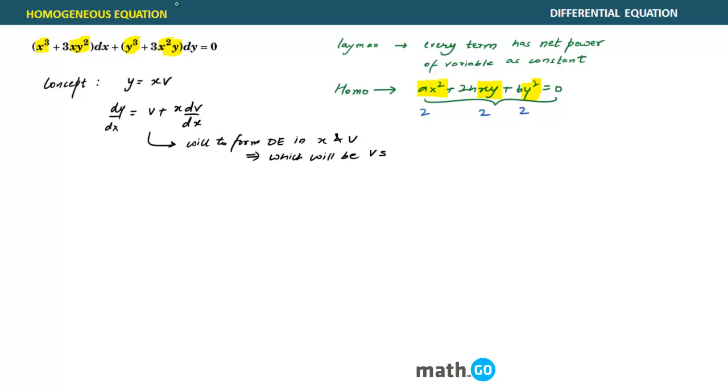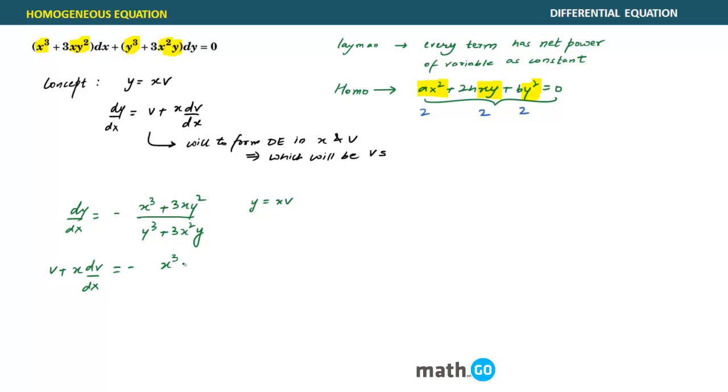So let's see in this particular question first of all. If you want to write dy by dx, you can write it, otherwise you can directly substitute also, that is not a problem. So this will become minus x cube plus 3xy square divided by y cube plus 3x square y. This is what you will get as dy by dx. Now let's substitute y equal to xv here. So this will be v plus x dv by dx.